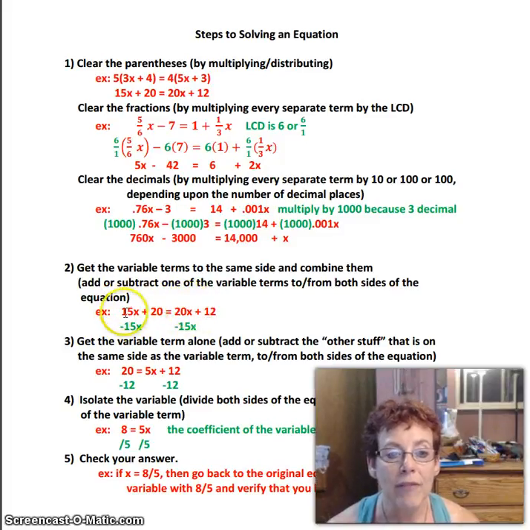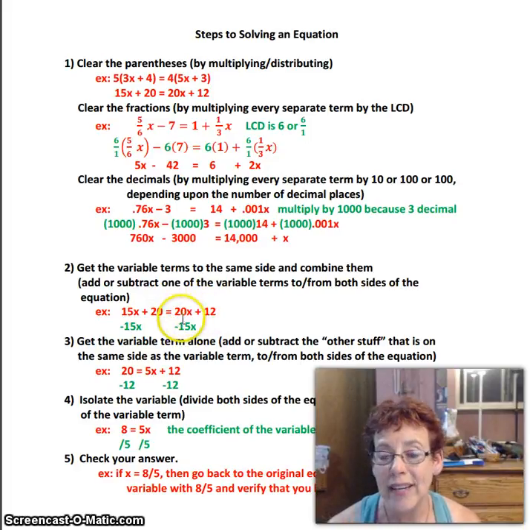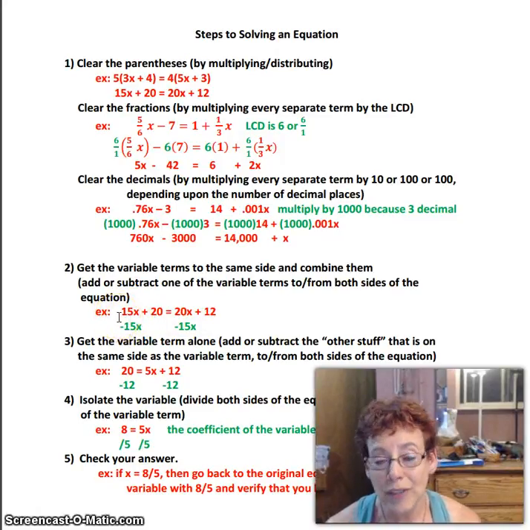How do I get rid of 15x? I subtract 15x from both sides, and that gives us a number here and only one variable term. You could have chosen to subtract 20x from both sides. That would work too. The only thing then is that we would wind up with a negative number on the left side, which is fine if you're not scared of negative numbers and you don't lose your negative sign. But trying to keep things positive makes it a little easier also.